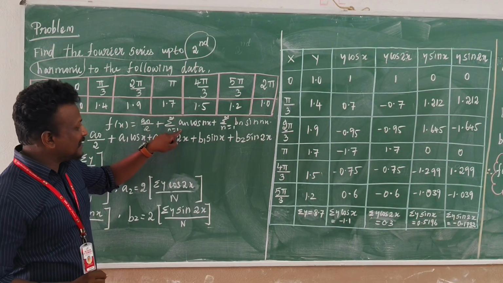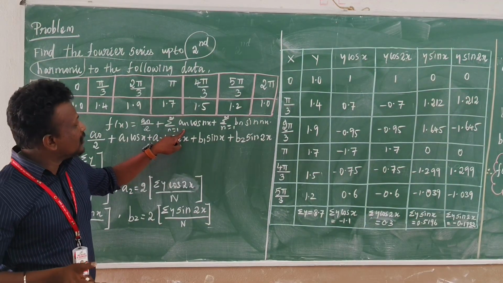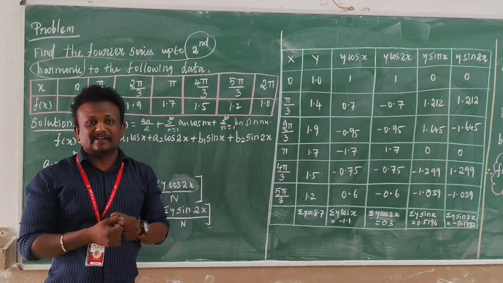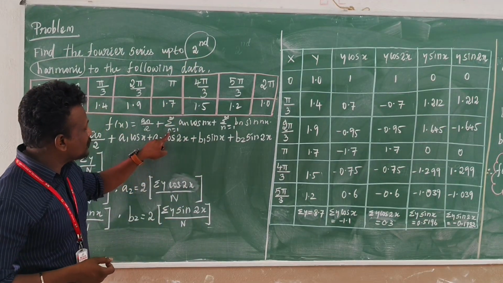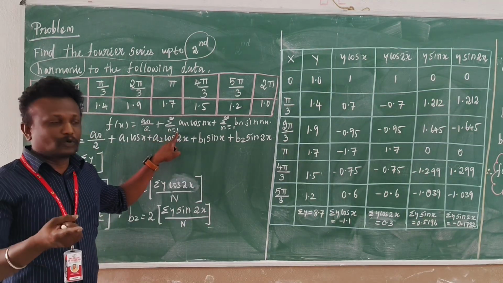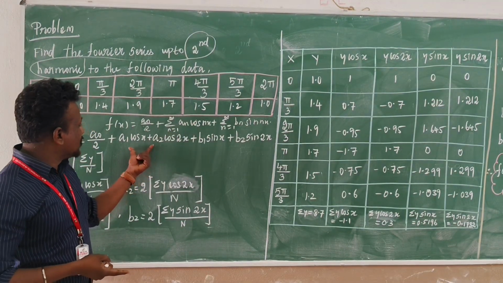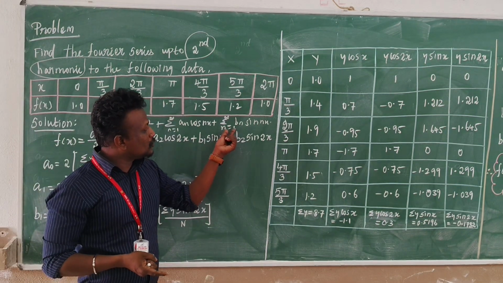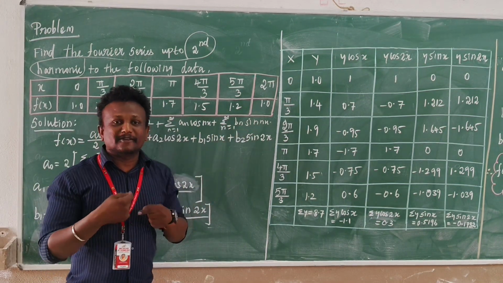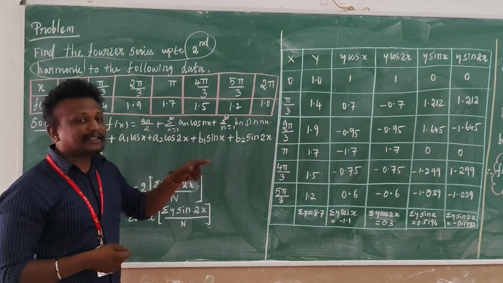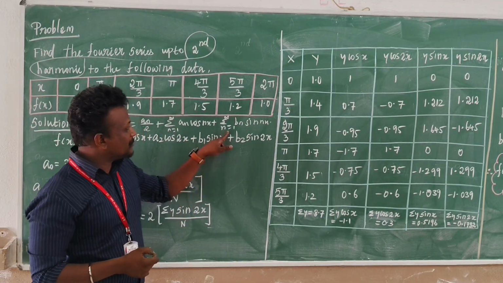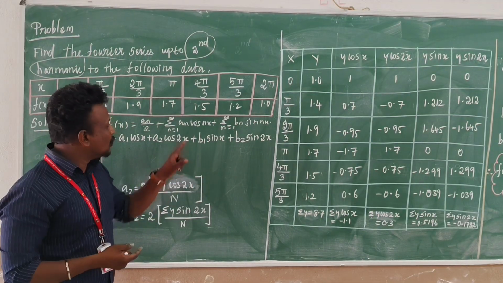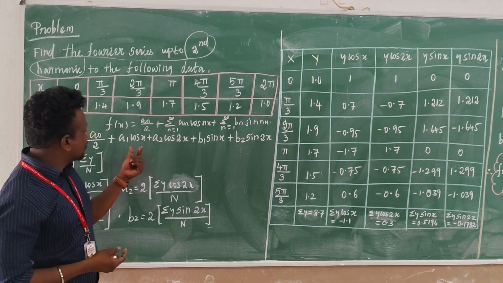I have expanded this general Fourier series formula up to the second harmonic, because this is what we are asked to expand. This means you have to substitute n equal to 1 and 2 for this term, and similarly for the other term, because we have to expand the general Fourier series till the second harmonic. After giving n equal to 1 and 2 in both terms, it has been expanded like this.